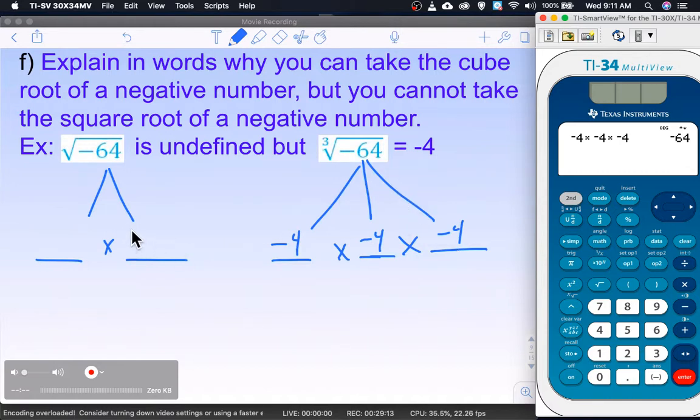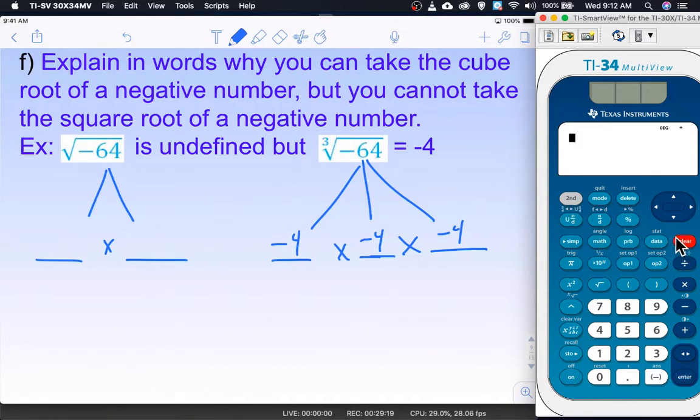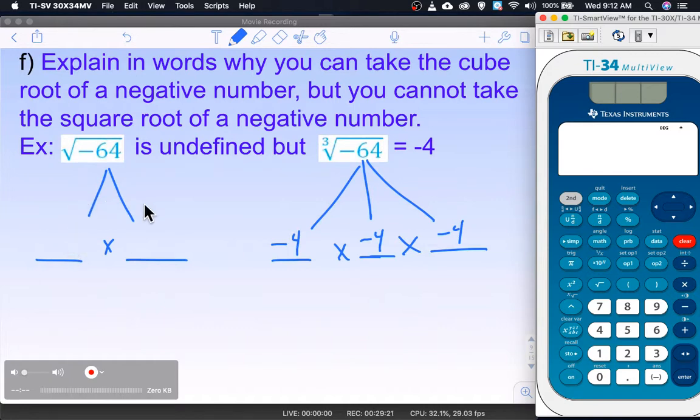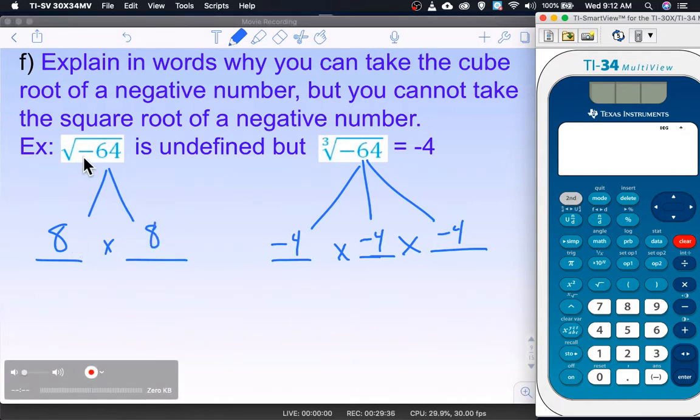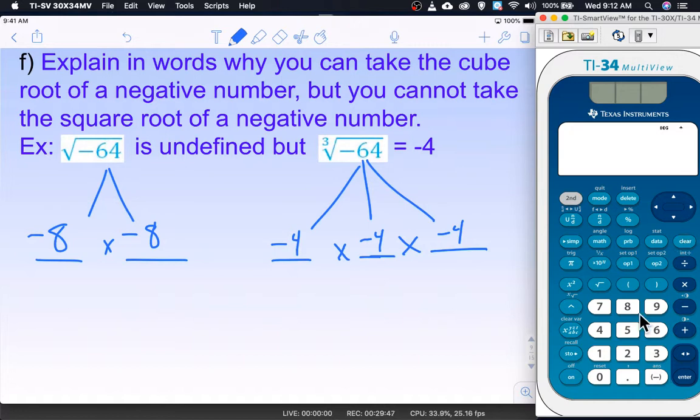Now, this one. What is wrong with this one? Can you think of one number that if you multiply it by itself, you're going to get -64? And a lot of people think of like 8. 8 times 8 is 64. But 8 times 8 is not -64. And then they go, oh, yeah. You make them negative. -8 times -8 is not -64. -8 times -8 is a positive. Negative times negative is positive.